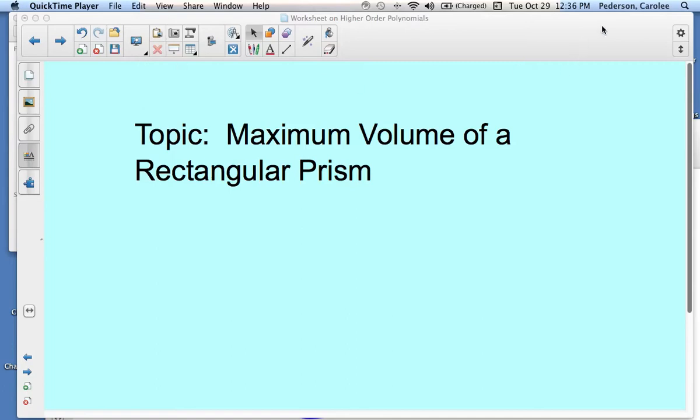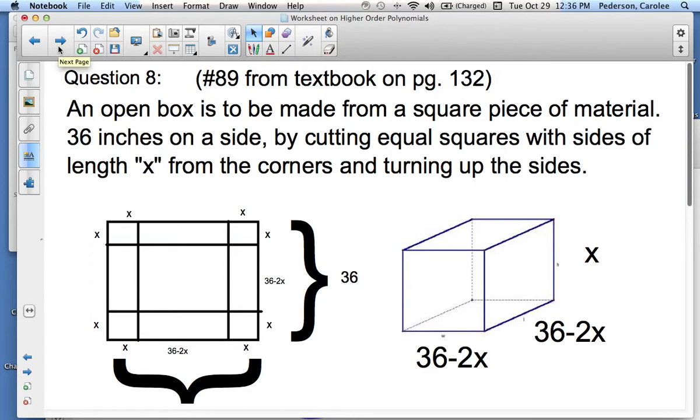Here's an example of an application problem. We wanted to find the maximum volume of a rectangular prism. I just pulled this from a textbook problem on page 132. We have an open box, so this top right here does not exist.